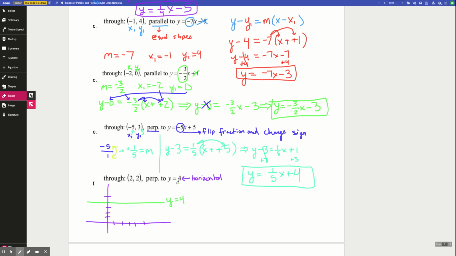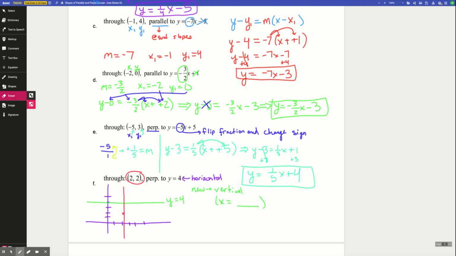So if the original line is horizontal, then the new line has to be vertical. Okay, and that will be x equals something. So it'll be a vertical line, but we have to figure out what vertical line it is, right? The other piece of information that they gave me was that it goes through the point 2, 2. So that is this point right here. So it's got to be a vertical line going through that point.